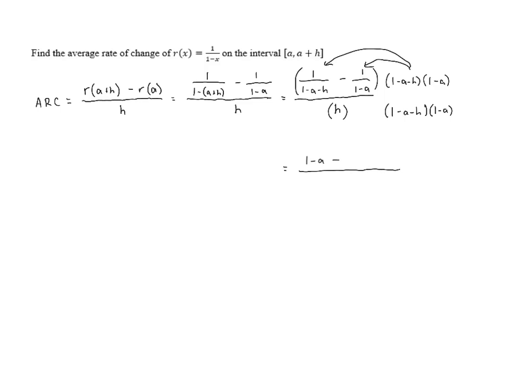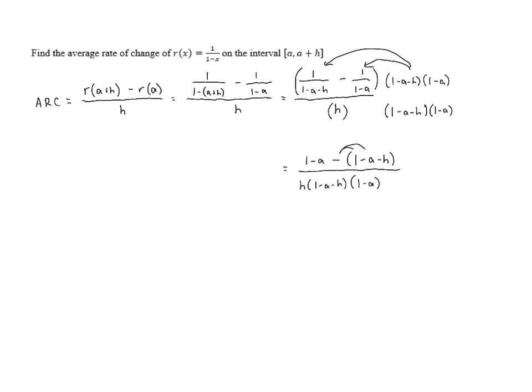Then we are subtracting what we get when we multiply the second one. Here, the 1 minus a's cancel, and we're left with 1 times 1 minus a minus h, which is going to be 1 minus a minus h. Of course, that will go in parentheses because that whole quantity needs to be subtracted. Then in the bottom, we'll have h times 1 minus a minus h times 1 minus a.